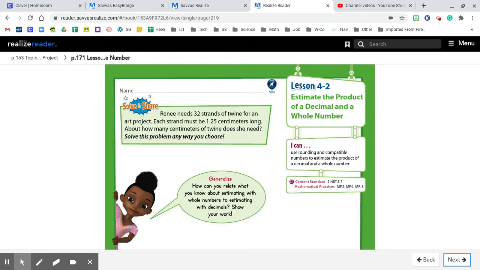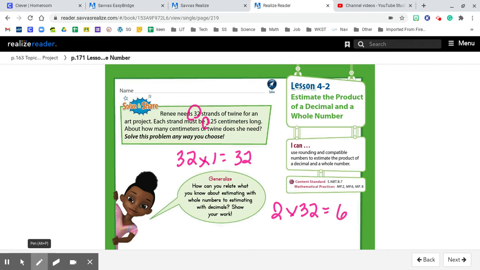So if you want an underestimate, you can be real simple there and just do 32 times 1 and wind up with 32 centimeters of twine. But you know that is going to be less than what you need. So you might want to get an overestimate here in this case, because if you're a craft person, you know that it's better to have more than not enough. So it always depends on what task you're doing.